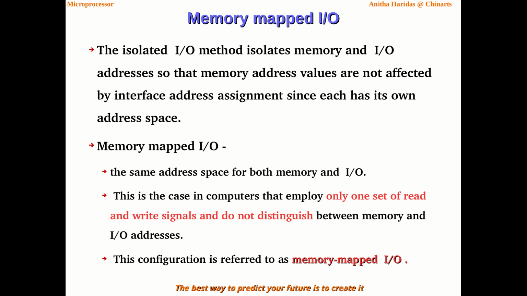Now the question here is, if this is the case, how do you manage whether the signal is sent for the memory or the signal is sent for the input-output devices? So in the memory mapped input-output, we are going to have the same address space for both memory and input-output. This is the case in computers that employ only one set of read-write signals and do not distinguish between memory and input-output addresses. This kind of configuration is referred to as memory mapped input-output.